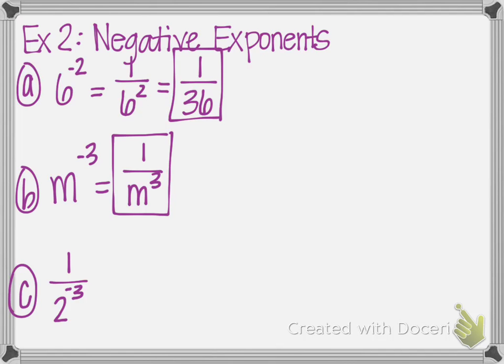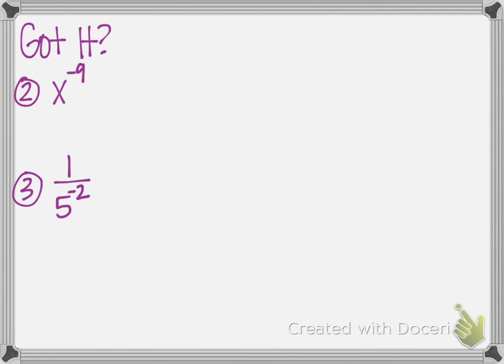And C, 1 over 2 to the negative 3, that's going to send that to the top, so it's going to be 2 cubed over 1, which is just 8. Alright, now I'm going to let you practice some of those. Pause the video, do your guided questions on the same sheet of paper. Don't bring me 4 sheets of paper tomorrow. Just put them 1, 2, 3, 4, 5, 6, all on the same sheet of paper.